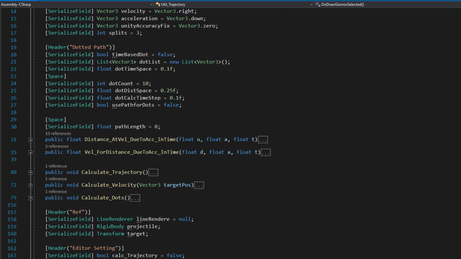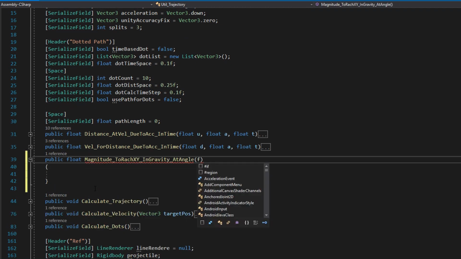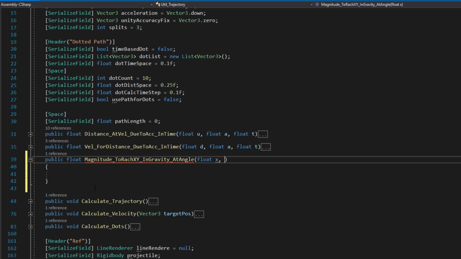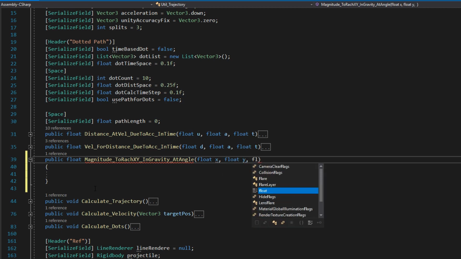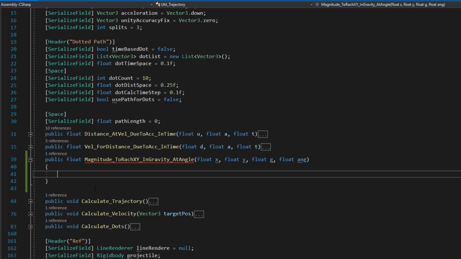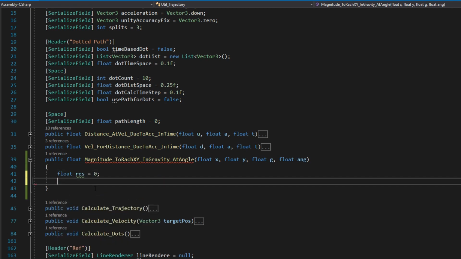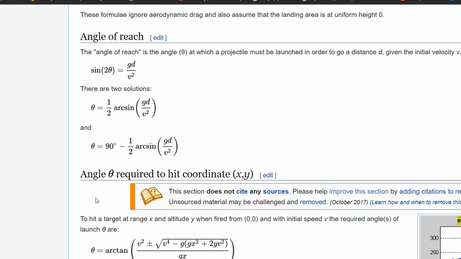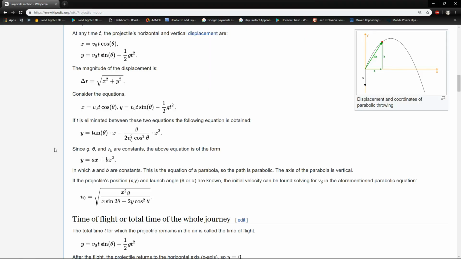Let's create the definition of this function. So we will provide x, y, gravity, and that angle. Let's assume this is the result, which is 0 for now, and we will return the result in the end. And let's take a look at the equation: x squared g upon x sine 2 theta minus y cos squared theta.